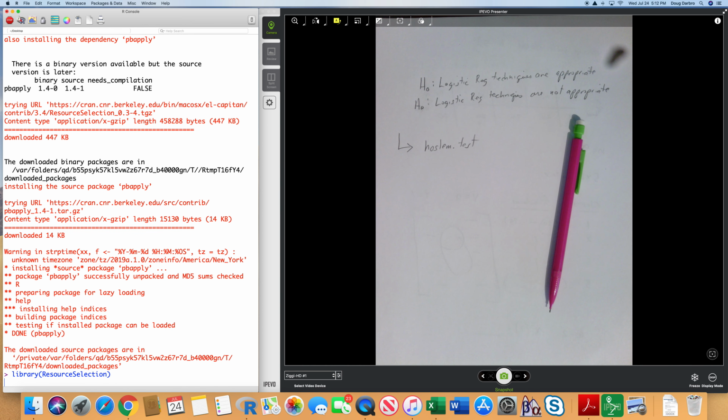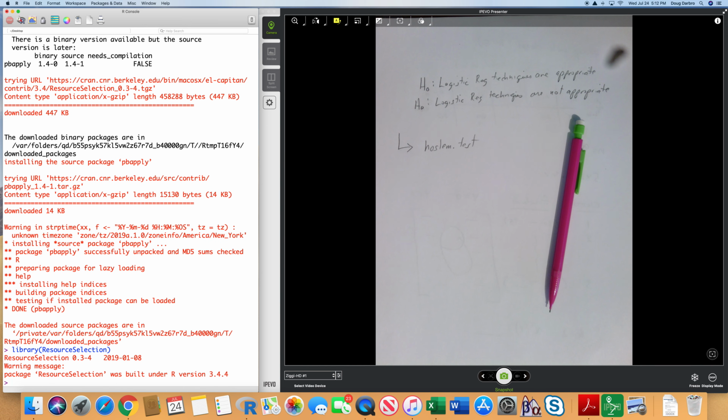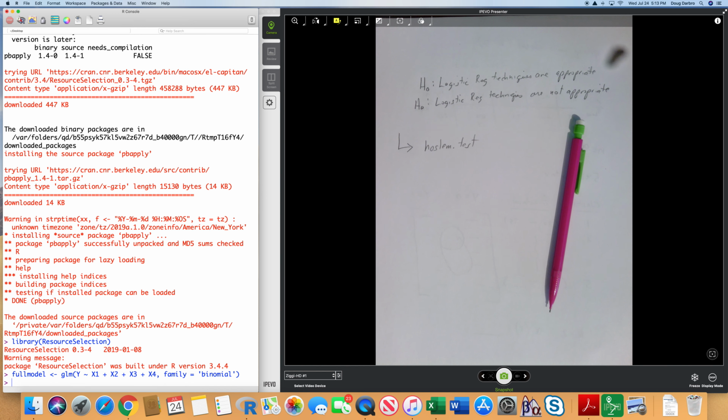All right, got a warning message. It's built under a different version of R. Let's see what happens. May work, may not. All right, so I'm going to create my, and I want to look at the full model. So I'm going to. Guys, I don't remember what I called that. Let me take the... So that's 1, 2, 3, 4, right? Okay. All right, cool.